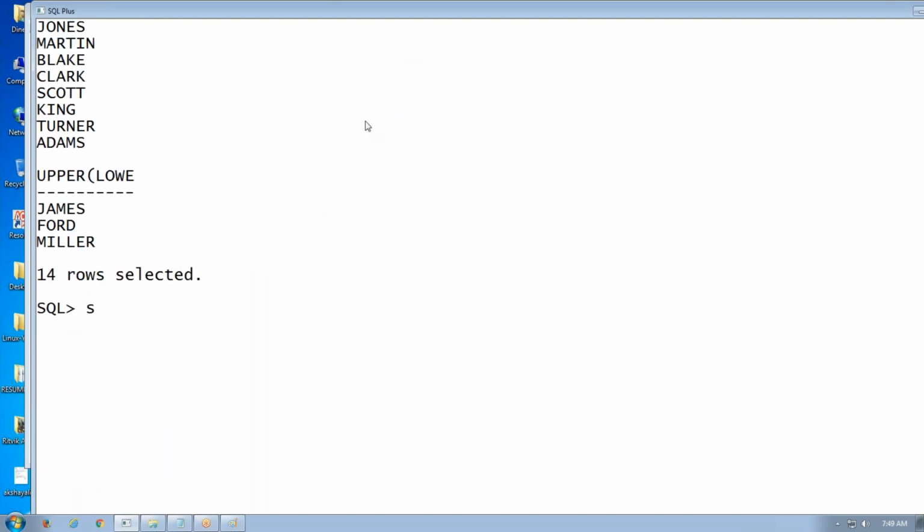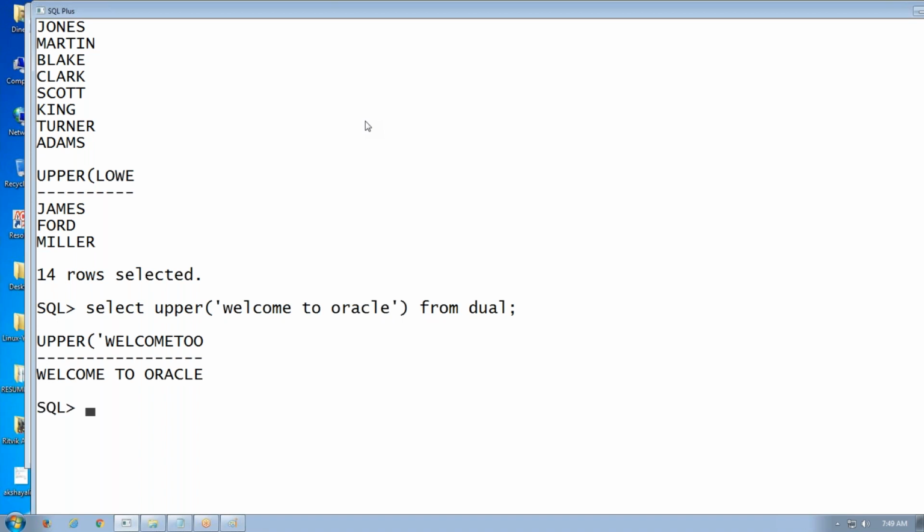You can also see the next example. Select upper of 'welcome to Oracle' from dual. Whatever string you are giving, the complete string is converted into capital case.